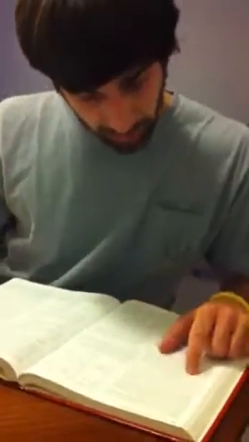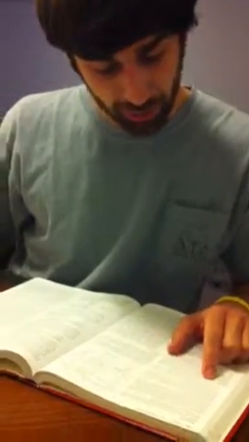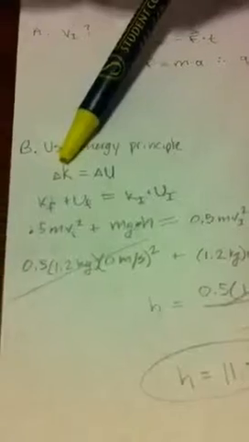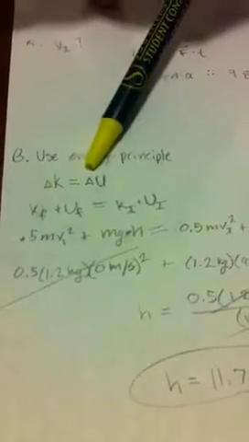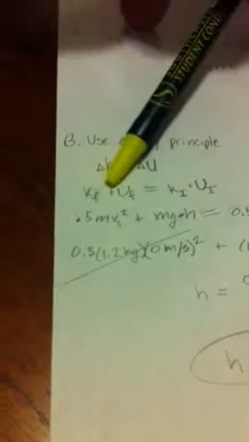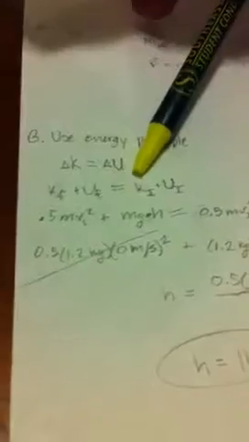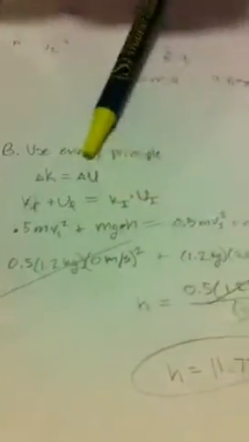Now in part B, it asks us to use the energy principle to determine the maximum height above your hand reached by the ball. So we know that our energy principle is going to equal change in kinetic energy equals change in potential energy. Once you rearrange it, that's going to be Kf final plus potential energy final equals kinetic energy initial plus potential energy initial. So we plug in what we know.